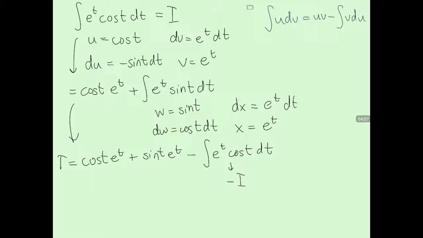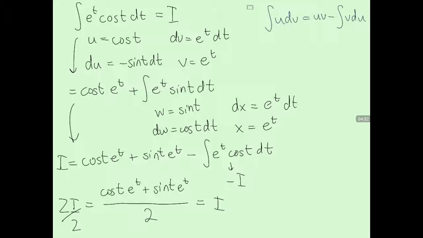So if we have I equal to that, then we can just move this to the other side. We get 2 times I equals cosine of t e to the t plus sine of t e to the t. If we divide both sides by 2, then what we get is I equals cosine of t e to the t plus sine t e to the t, divided by 2. And this is the indefinite integral of this integral. And don't forget plus C.